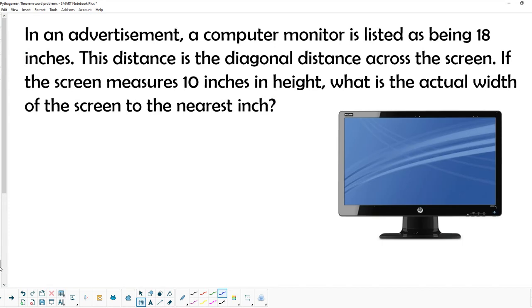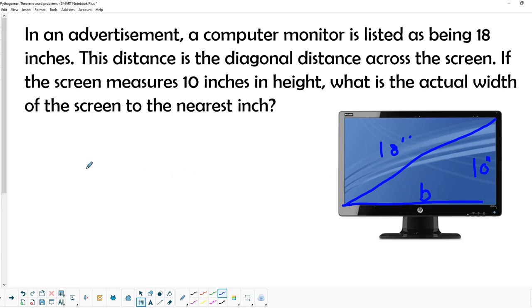In an advertisement, a computer monitor is listed as being 18 inches. This distance is the diagonal distance across the screen. So we're told that this distance right here is 18 inches. We're also told that the screen height is 10 inches. So the question is, how long is the base down here? And so how do we find that? Well, we know the hypotenuse and one of the legs. So we're looking for b down here, the base.